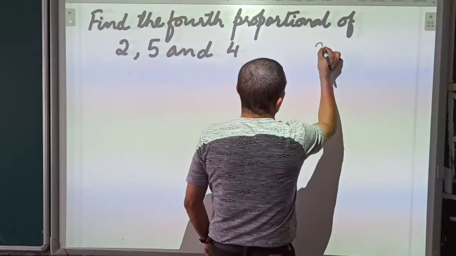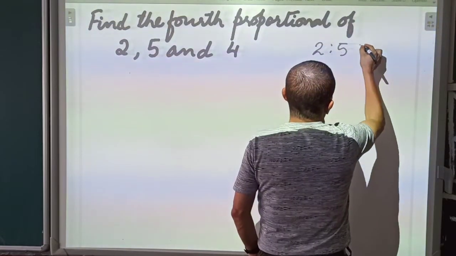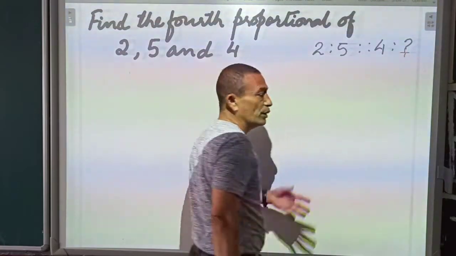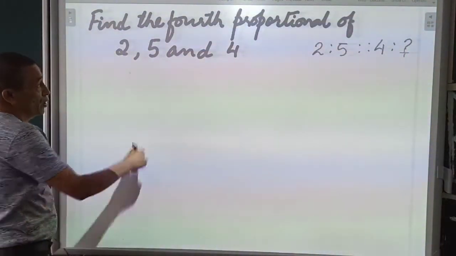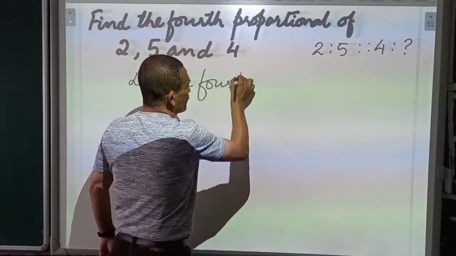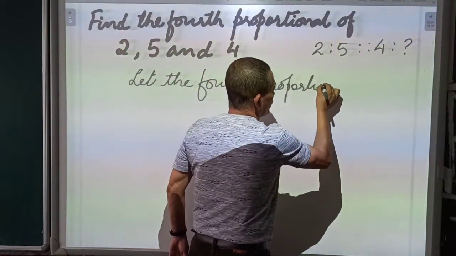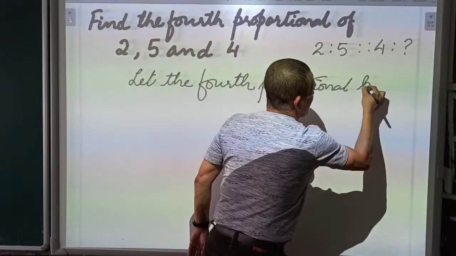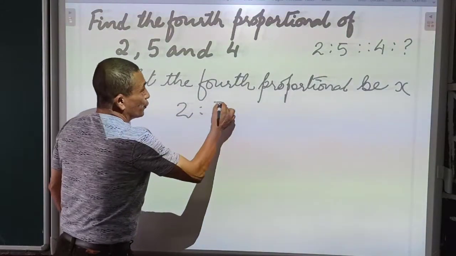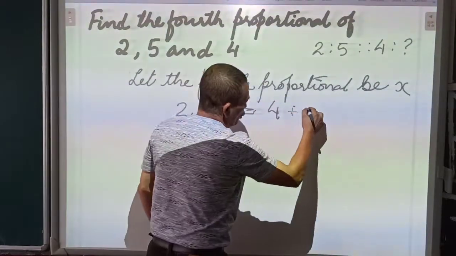Find the fourth proportional of 2, 5 and 4. In other words, what they mean to tell us is the proportion is in this form: 2:5 is proportional to 4:something. We don't know what that question mark is. So let the fourth proportional be x. So now I can consider 2:5 is equal to 4 is to x, since I have taken the fourth proportional to be x.